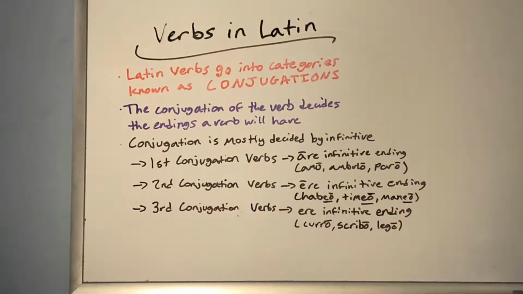Third conjugation verbs, these have the short E-R-E infinitive ending. These are verbs like curo, scribo, and lego. Curo's infinitive is curere, scribo's infinitive is scribere, and lego's infinitive is legere.